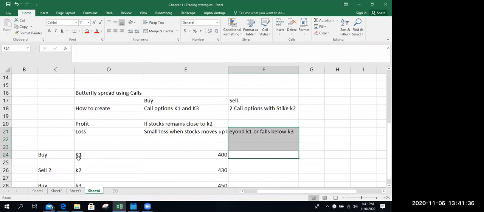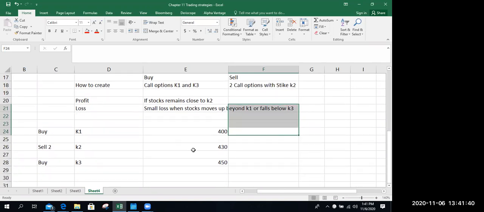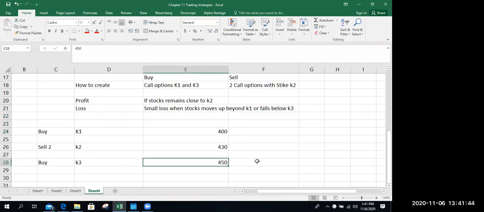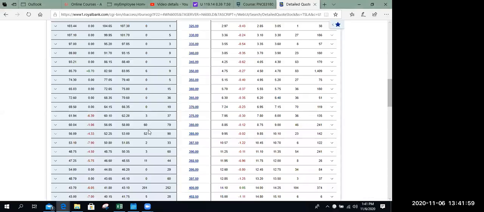How do you lose money if it's below 400? How do you lose money? Because all the premiums that you paid on this and this will be lost. Plus, also you have sold a call, but you have sold at 430. But the premium paid. Let's calculate the total premium.